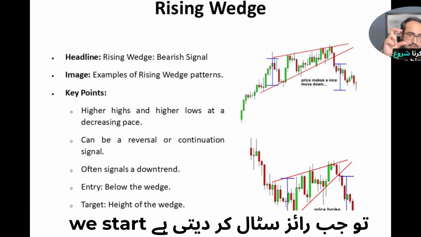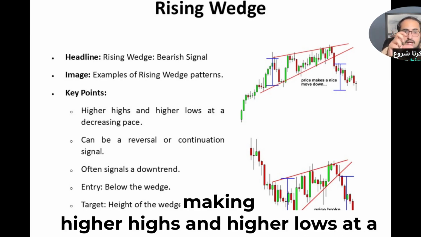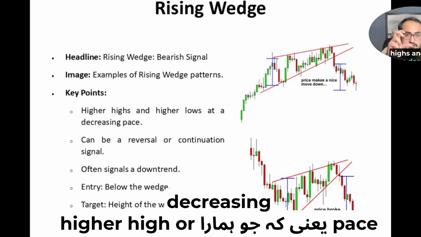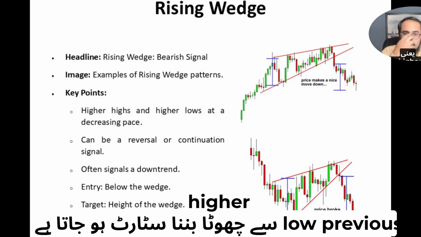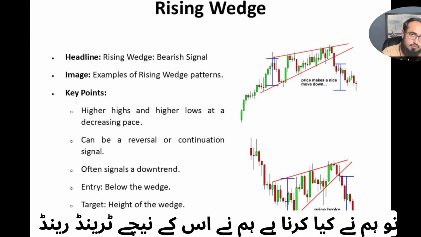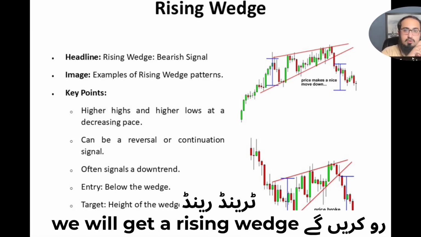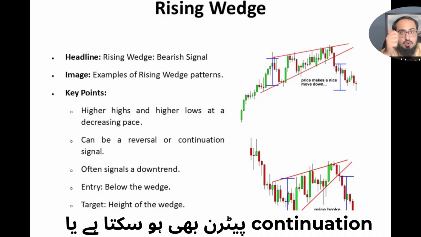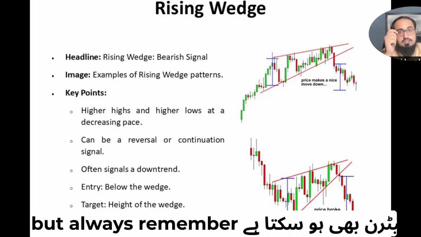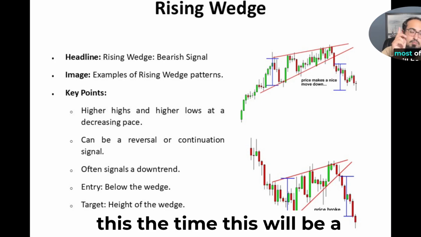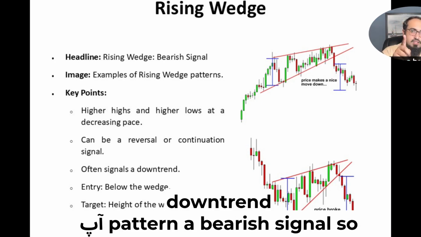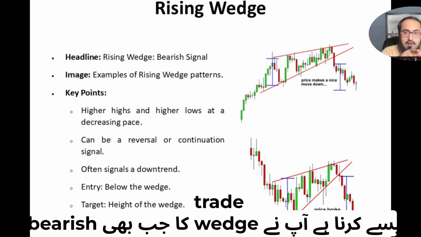So when the price starts to stall, we start making higher highs and higher lows at a decreasing pace. That is, what we have starts becoming smaller than the previous one. So what do we have to do? We have to draw a trend line below it. We have to draw a trend line above it. We will draw and we will get a rising wedge. So this pattern can be a continuation pattern or a reversal pattern, but most of the time this will be a down pattern signal.